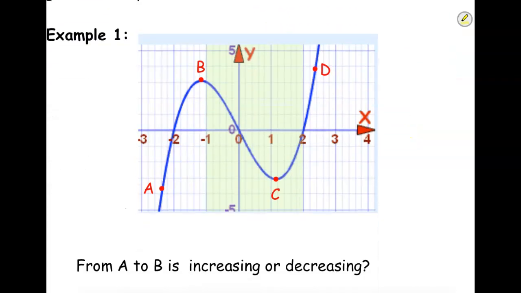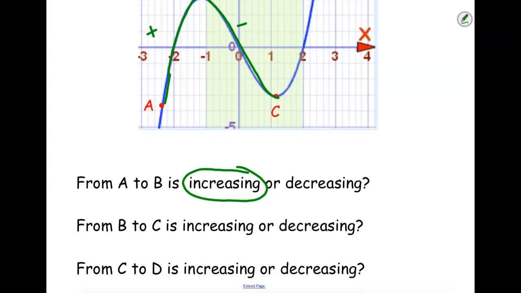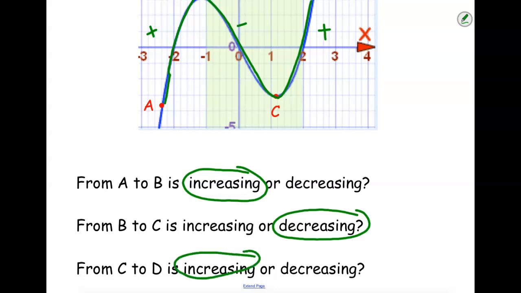So here's an example that we have. Here is a curve, and we want to find out where is it increasing, decreasing, and constant. So let's start off with point A going to point B. What's happening there? We have a positive slope, so it is increasing. And then we go from point B to point C. Our slope is negative, so we say that it is decreasing. And then from point C up to D, it's a positive slope, it's rising, so it is increasing.